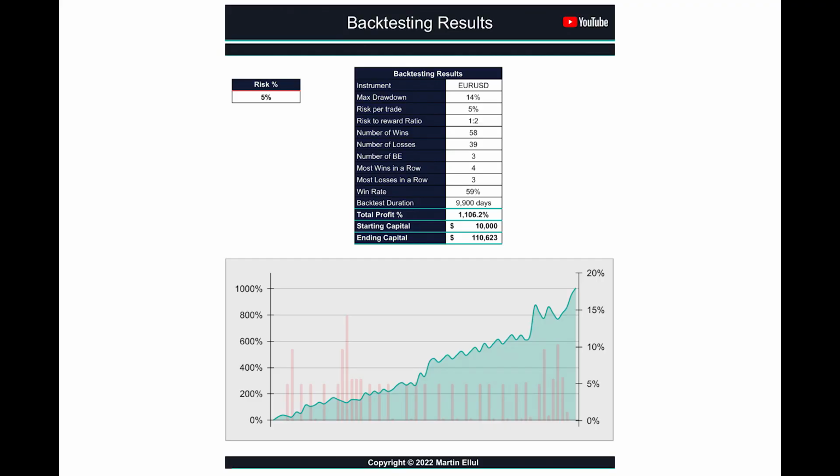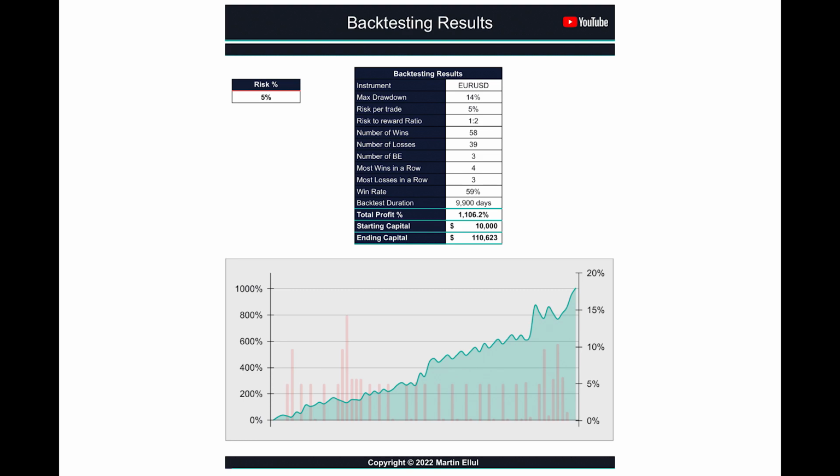All right, so here are the results, guys, on the euro dollar. So we had a maximum drawdown of 14%. We were risking 5% of the account per trade with a minimum of 1 to 2 risk to reward ratio. We had 58 wins, 39 losses, and 3 trades that ended up being break even. And we had a maximum of 4 wins in a row and a maximum of 3 losses in a row.